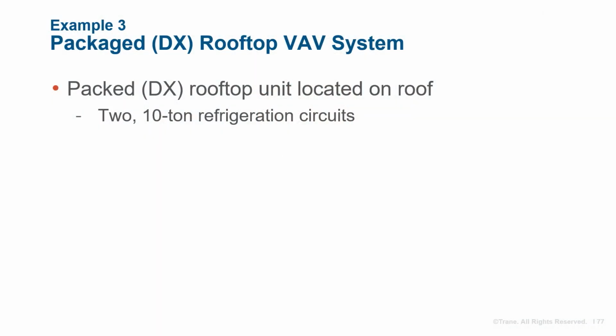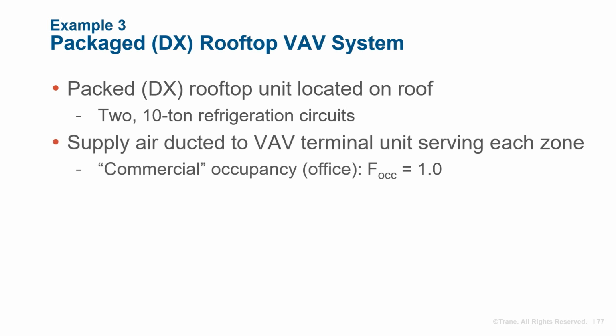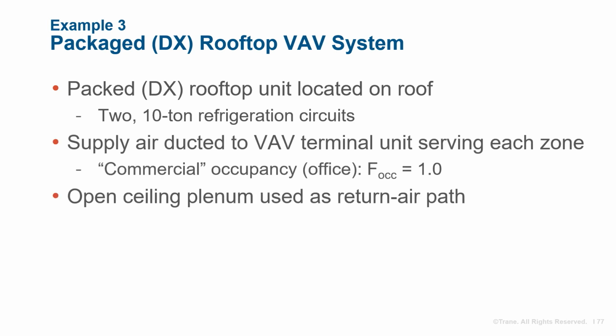For the third example, we'll look at a packaged VAV system serving a small office building. The 20-ton rooftop unit is installed outside on the roof and consists of 2 independent 10-ton refrigeration circuits. Each zone is served by a VAV terminal, and the open ceiling plenum is used for the return air path. Again, the system is categorized as a high probability system because a leak from the evaporator has a high probability of entering the occupied space.